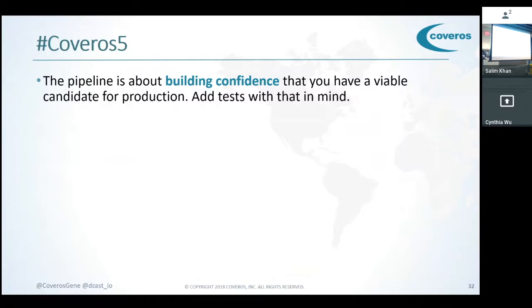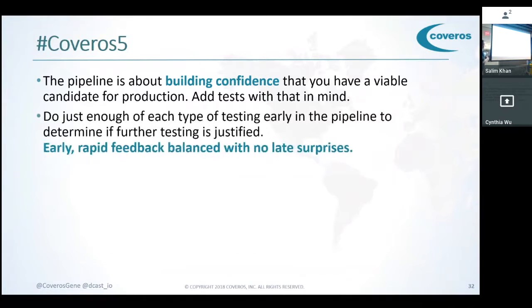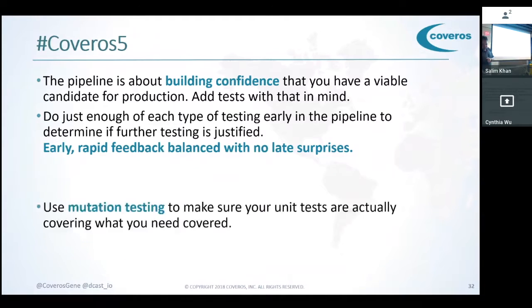First of all, remember that the pipeline is about building confidence that you have a viable candidate for production, right? So when you're building out your test plans, when you're adding your tests, do it with that in mind. Is adding this test going to give me confidence that I have a viable candidate for production? And vice versa, if I'm not confident that this is ready for production, what's missing? What type of test did I leave out? Can I do just enough of each type of testing early in the pipeline to determine if further testing is justified, right? You want to balance the early rapid feedback with no late surprises.